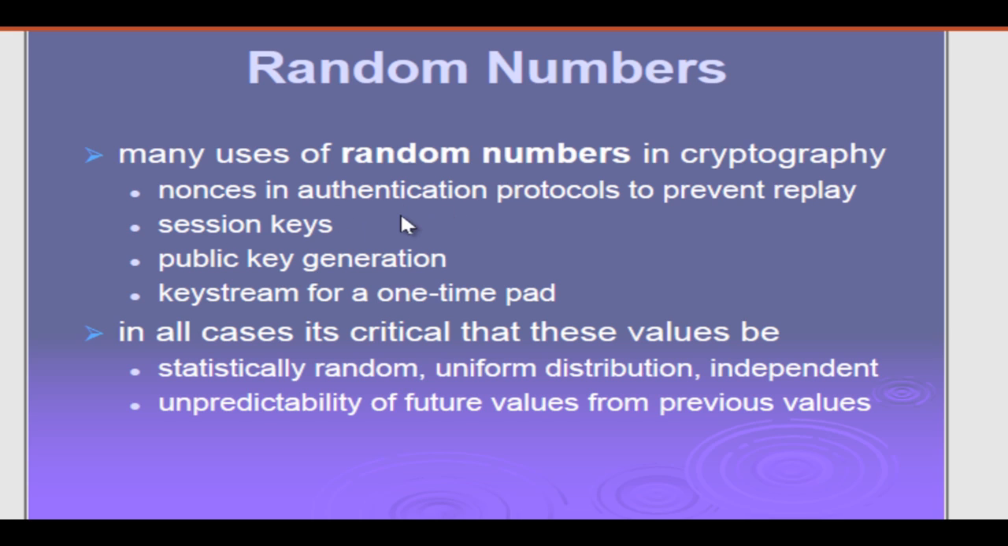These are also random numbers: you have to use random numbers to generate a session key. Then there is public key generation, which is the next chapter's concept, public key encryption. While generating a public key you also need random numbers. And the key stream for the one-time pad: we discussed the one-time pad cipher technique in the second chapter, and there you need to generate a random number for each and every message.